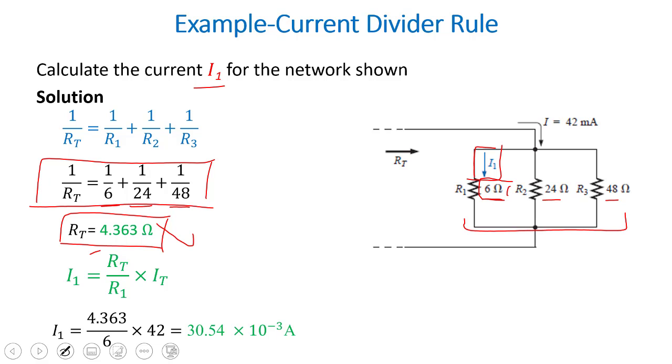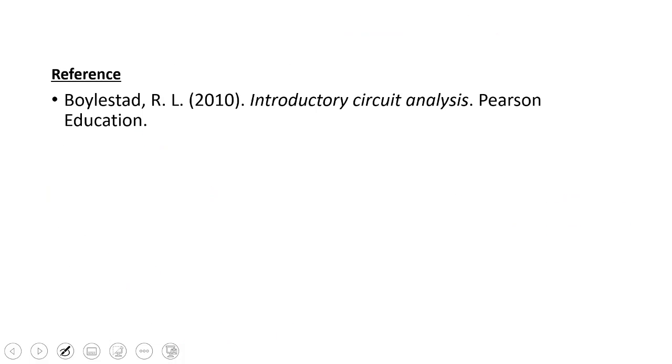So I1 will equal R total divided by R1 multiplied by I total. We know I total is 42 milliamperes. So I1 equals 4.363 divided by 6 multiplied by 42 milliamperes, and we get our answer as 30.56 milliamperes, or 30.56 multiplied by 10 to the power of minus 3 amperes. This is all for this task.